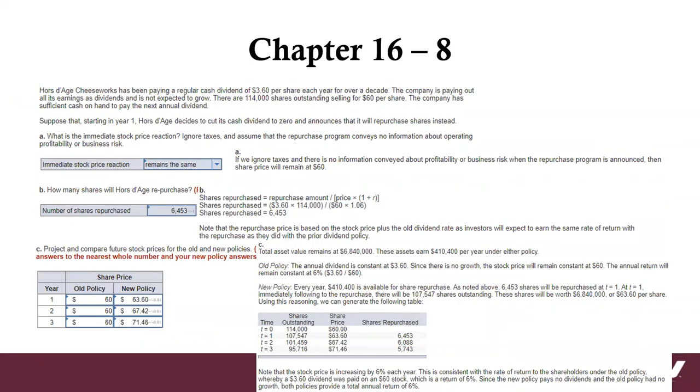Okay, problem 8. If you notice here, there's A, B, and C to this one. So let's just start at the very beginning. We have this company, they're paying a regular cash dividend. They're paying out all of its earnings in dividends, not expected to grow. And suppose that they say, hey, we're not paying cash dividends. What we're going to do is buy shares. And it shouldn't matter, because all we're doing is giving all of the cash back to shareholders.